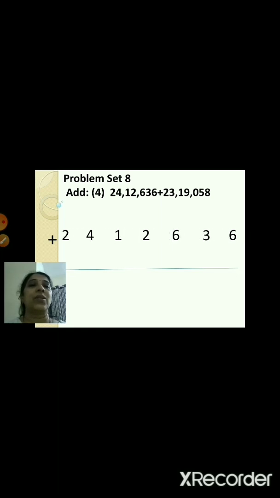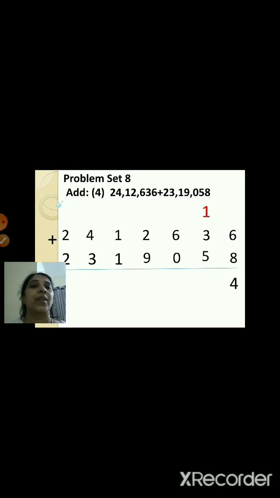Your second set is 23,19,058. So 8 in the units place, 5 in the tens place, 0 in the hundreds place, 9 in the thousands place, 1 in the 10,000s place, 3 in the lakhs place, and 2 in the 10 lakhs place. So now let's add. 8 plus 6 is 14. So 4 in the units place, 1 you will carry over in the tens place.